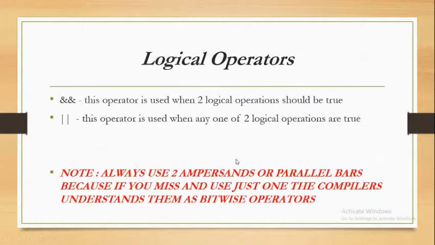So notice, don't ever forget to use two ampersands and two parallel bars. If you mistakenly use one, then the compiler will consider them as bitwise operators, which is a very advanced concept, and never try to use that kind of thing, because the compiler will consider them as bitwise operators and it will do something else. That can create a bug in your program.